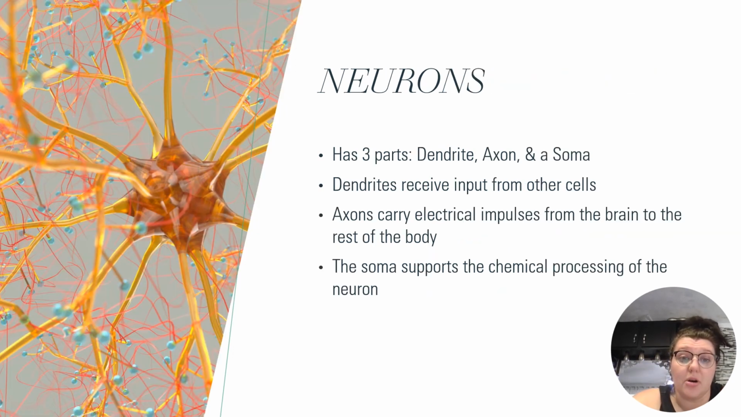And last, we have our neurons. The neurons have 3 parts. They consist of the dendrite, axon, and a soma. The dendrites receive input from the other cells, and then the axon will carry out those electrical impulses from the brain to the rest of the body. And the soma supports the chemical processing of the neuron. So all three are very important parts of neurons.